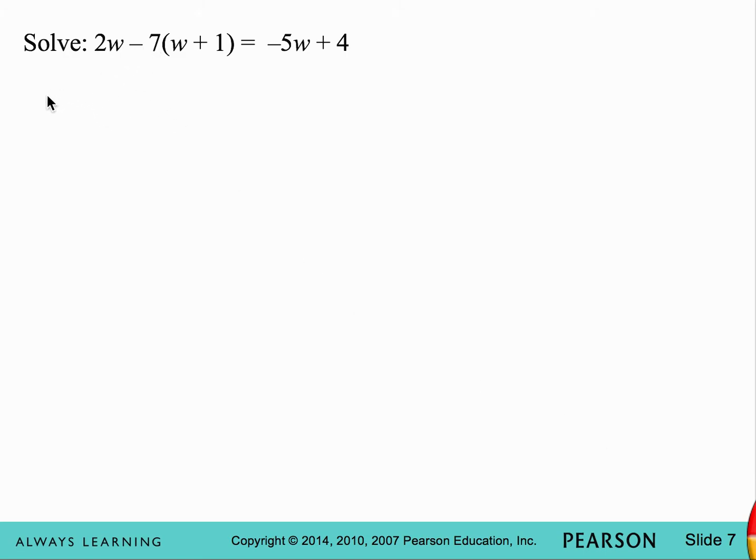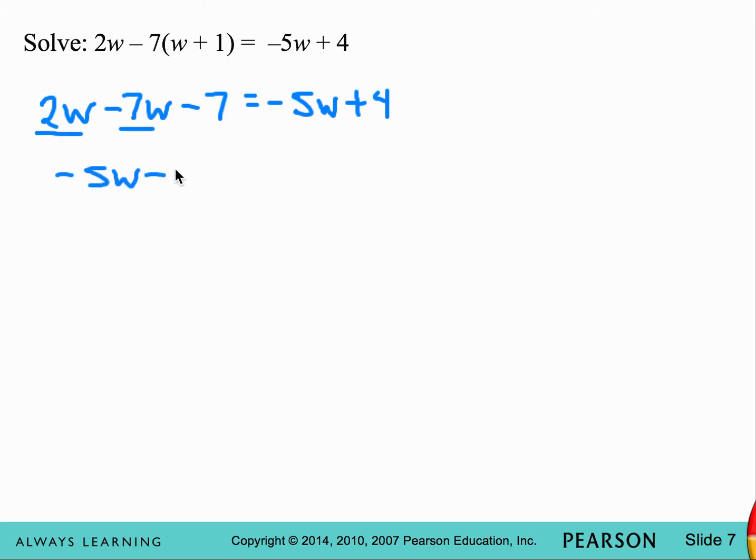Okay, let's distribute that negative 7. 2w minus 7w minus 7 equals negative 5w plus 4. Okay, do any math you can do. So negative 5w minus 7 equals negative 5w plus 4. Put all your variables on the same side. Whoops, and look.